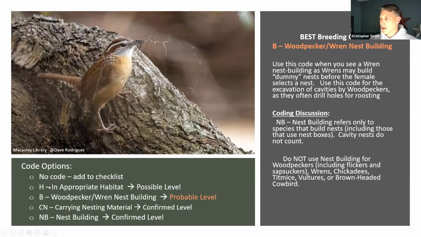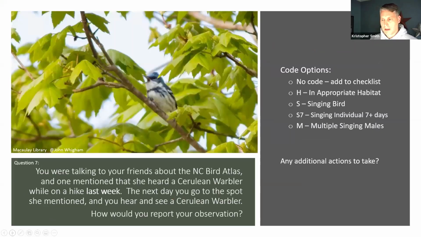Now, part of our coding discussion: NB, nest building, refers only to species that build nests, including those in houses. Cavity nests do not count for NB. That comes out of our handbook. Do not use nest building for woodpeckers, including flickers and sapsuckers, wrens, chickadees, titmice, vultures, and the brown-headed cowbird. So you do not want to use NB or carrying nesting material. You want to use B, woodpecker and wren nest building. Awesome. Nice job, everyone. All right, so let's go on.